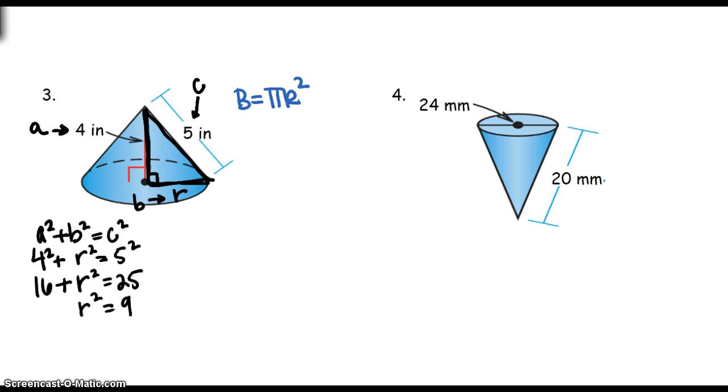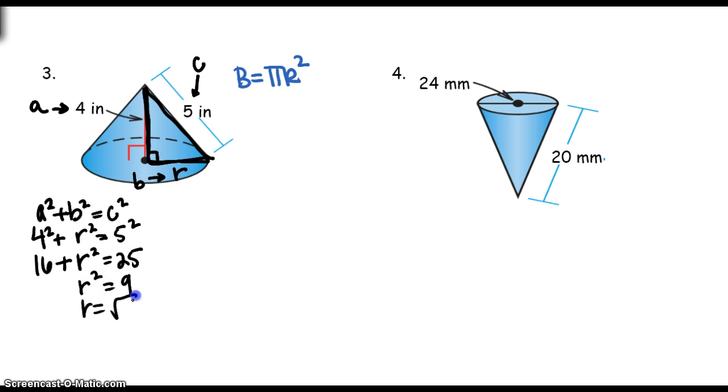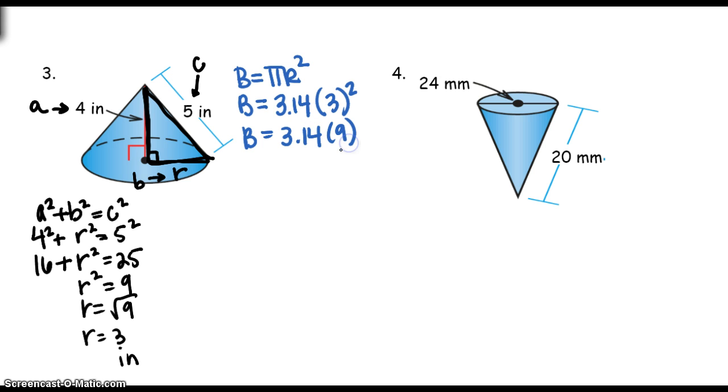To undo a square, we take the square root. So r equals the square root of 9, and the square root of 9 is 3. So our radius in this picture is 3 inches. Now we can go over here and tackle the base. So we have 3.14 times the radius, and we found out that the radius was 3. So 3 squared then on our calculator is 9. So B equals 3.14 times 9. And then we do 3.14 times 9 on the calculator.